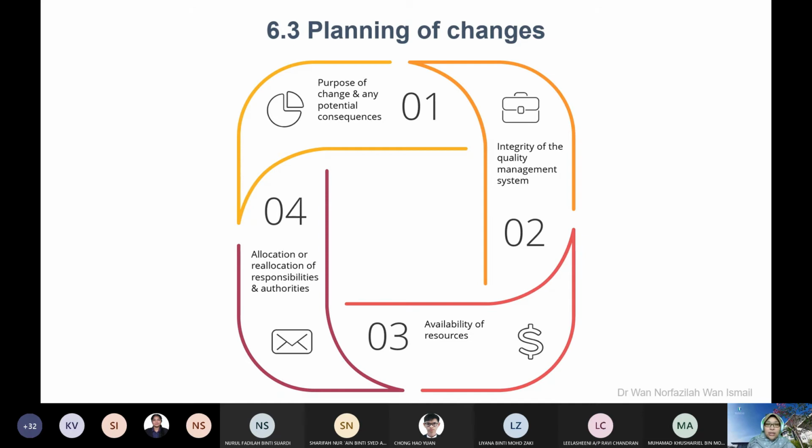And the last one that you need to consider when do planning of changes, allocation or reallocation of responsibilities and authorities. So allocation sama macam contoh tadi, allocation of responsibilities and authorities, either to have the same person in charge or you want to hire a new person in charge, that is allocation. Reallocations means that either you hire a new person in charge or just reallocate person in charge from other laboratory to your laboratory. Okay, that is responsibilities and authorities.